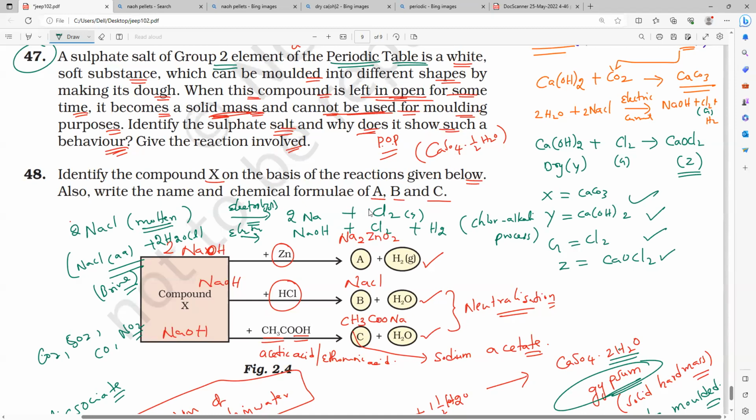When it rains, these gases dissolve in the water and turn it into acidic water. So that is the cause of acid rain. That is also something you have to remember.